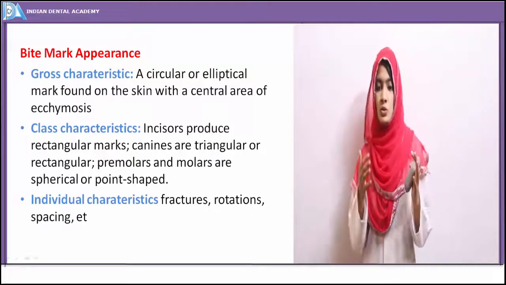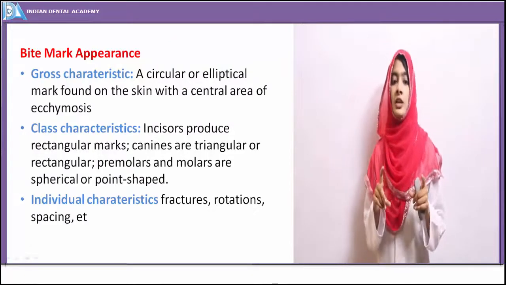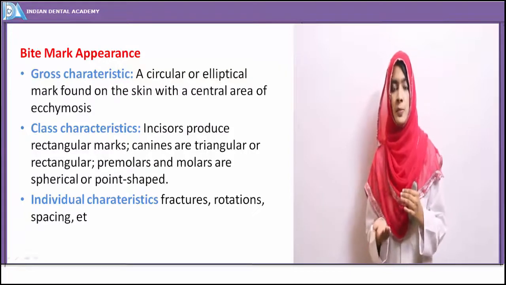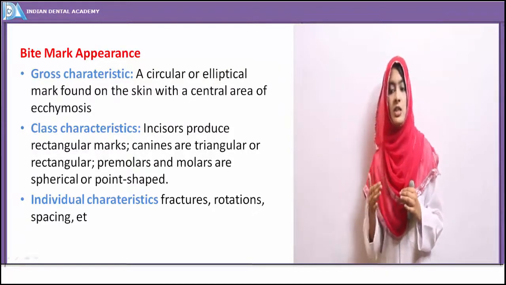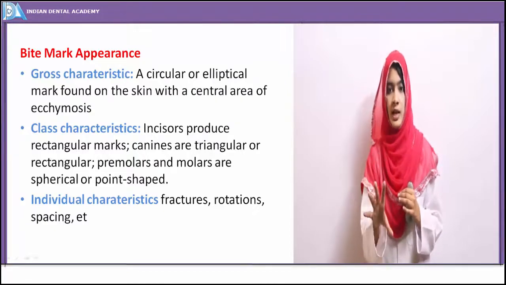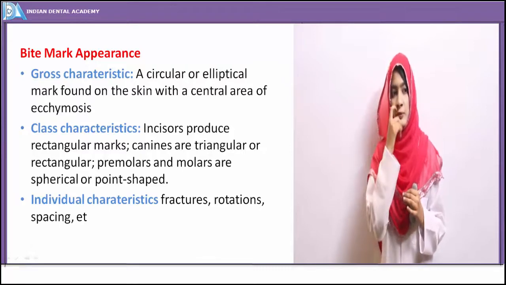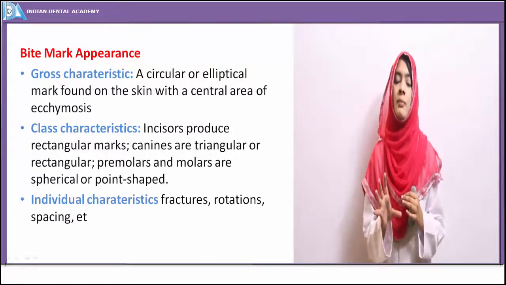So as soon as you come in contact with the individual, you have to take photographs and store them for future evaluation purposes. Or suppose the individual has died after sustaining the injury, the bite marks tend to remain as they are, because once the individual dies, there is no healing process occurring. So you have to take photographs, and impressions of that particular bite mark area if possible.